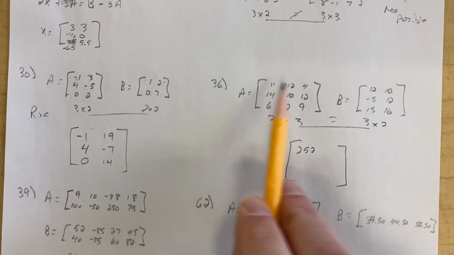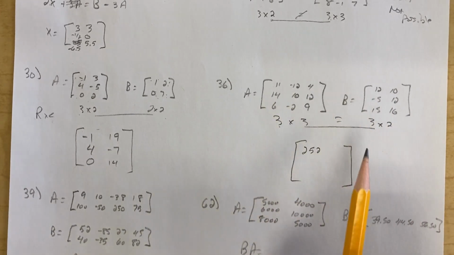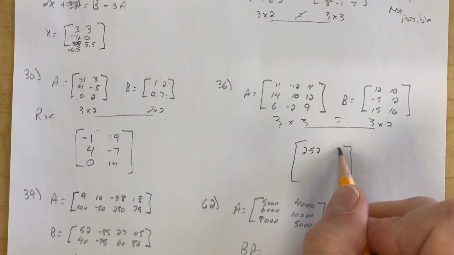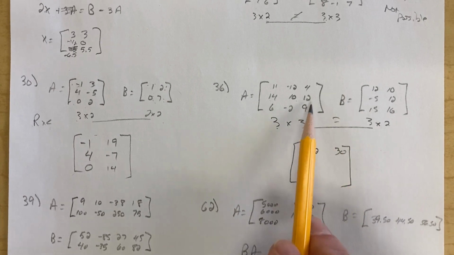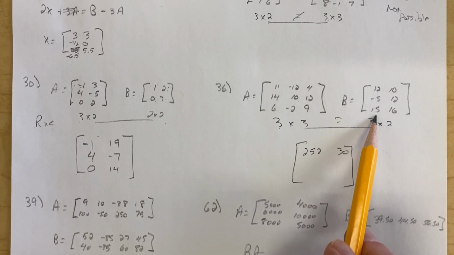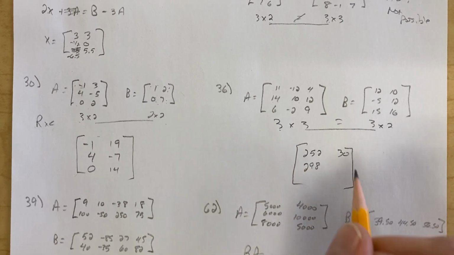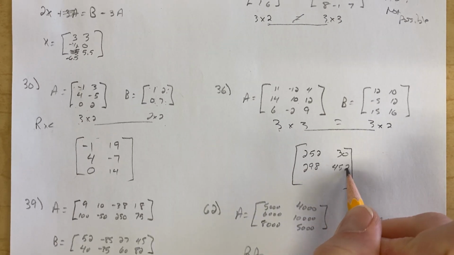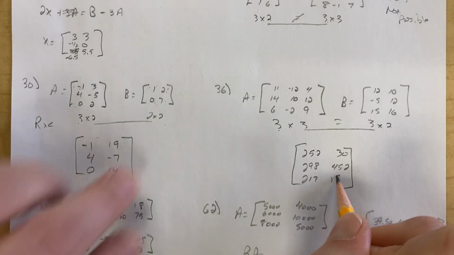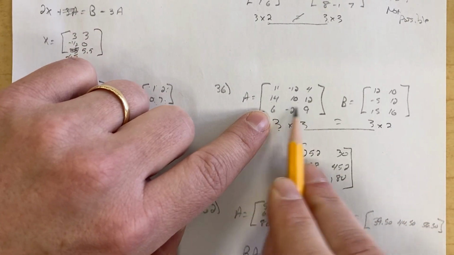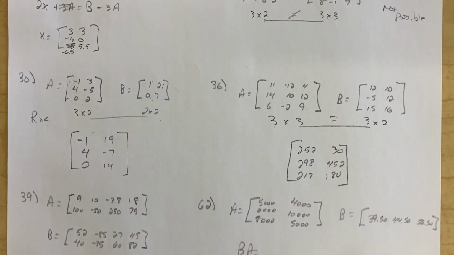Okay. Then you're going to go 11 times 10 is 110, minus 144, plus 64. That should give us 30 for that. All right, then 14 times 12, 10 times negative 5, 12 times 15, add them up, should get 298. Okay. Next one, if you do it, should get you 452, then 217, and then 180. And again, what you're doing is you're taking the row times the column, piece by piece by piece, add together everything that you have there.